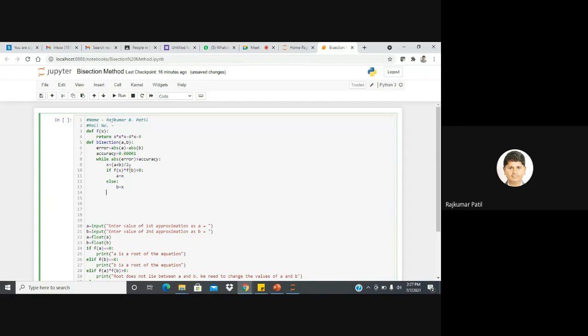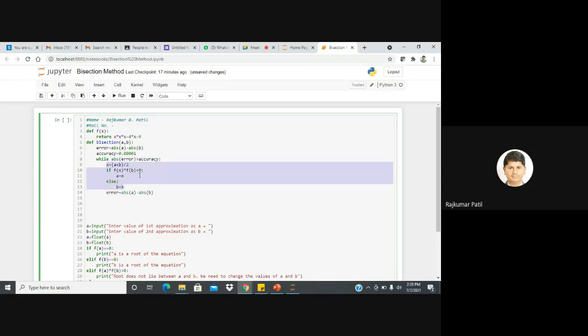Then again below that, you have new values for a and b. So we will again calculate the error. The formula will be the same, absolute value of a minus absolute value of b. So again, the new value you will calculate, and this value will be checked in the while loop. And if this error is still greater than the accuracy level required, then again the below lines will be executed.